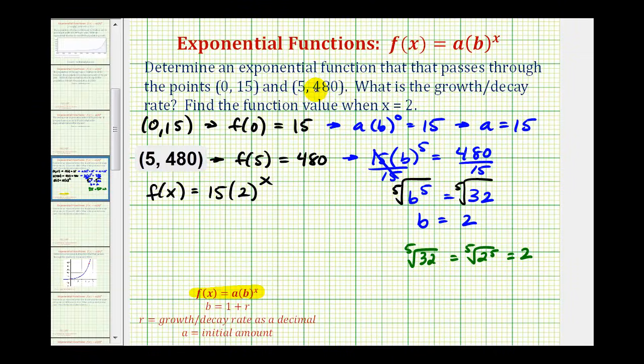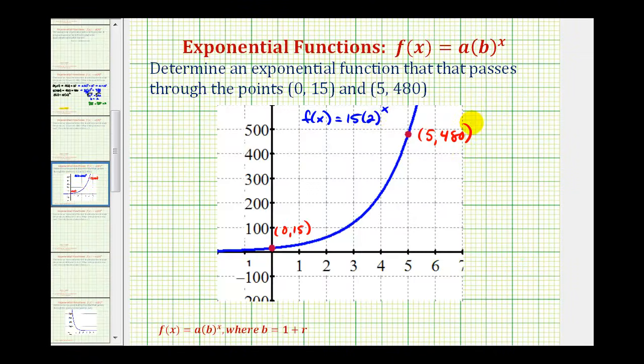Now if we want to check this, we could graph this function to make sure it passes through these 2 points. Let's go ahead and do that. Here's a graph of our function in blue, and here are the 2 points that we were given. Notice how our function does pass through these 2 points. This verifies that our function is correct.